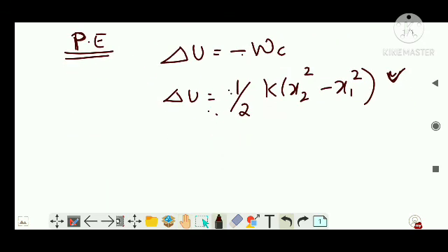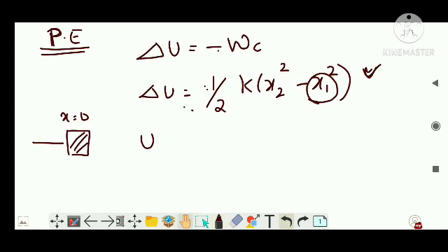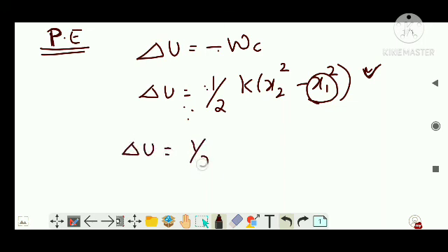Suppose, just like the previous case, I say the initial position is x equal to 0, so this term goes as 0. I can make a simple change to get a proper equation for potential energy. So I can write delta U is equal to half k x2 squared minus half k x1 squared. I just split it up.